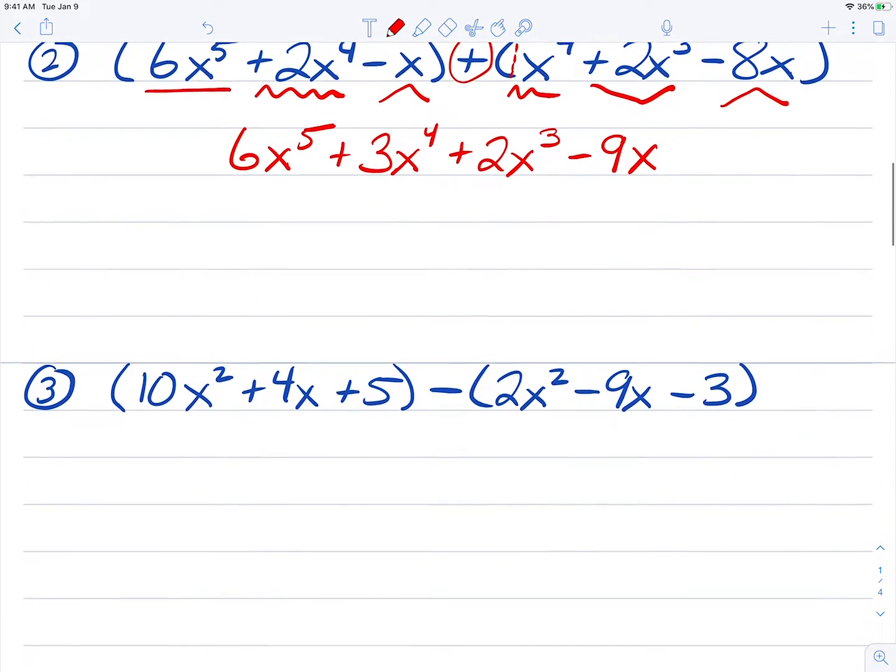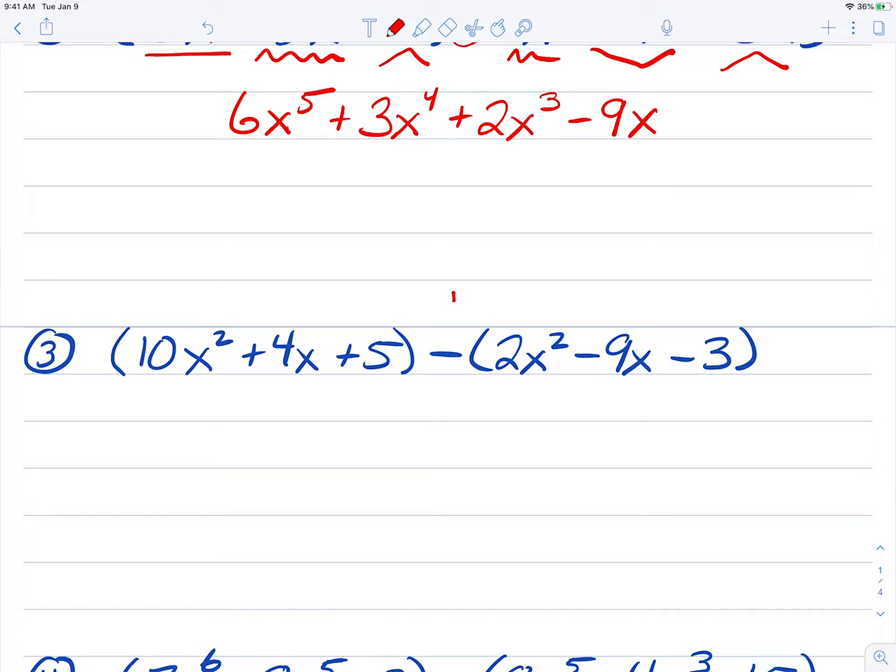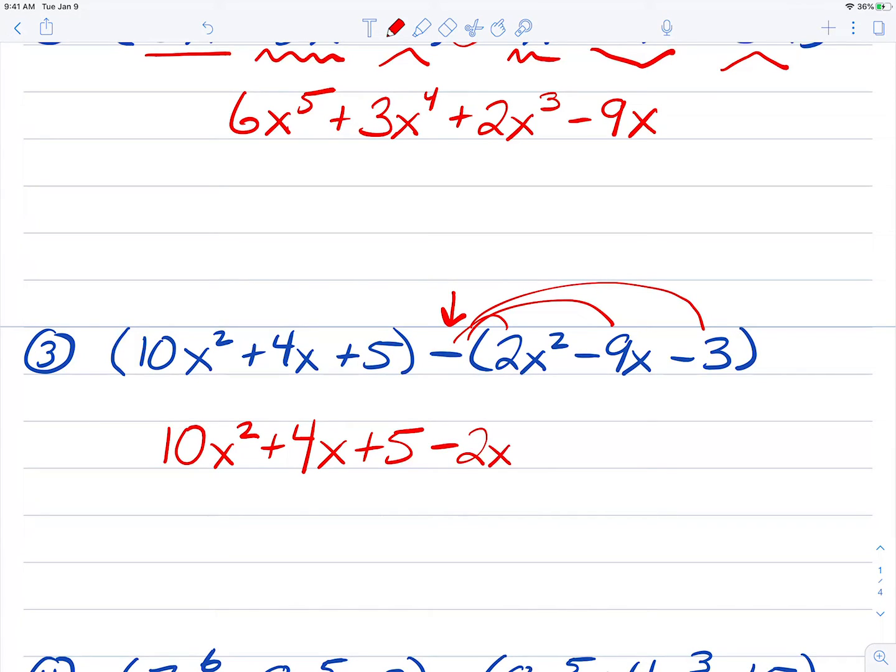For problem number 3, now this one we do get into a subtracting problem. So the first thing that we need to do is distribute our negative. So as you're doing your assignment and you write down your problem, you can just write it with your negative distributed as you go. So the first polynomial didn't change. It's the second polynomial that I'm going to multiply everything in the parentheses by a negative 1. So we're going to have a negative 2x squared now, a positive 9x, because a negative times a negative is a positive, and a positive 3.